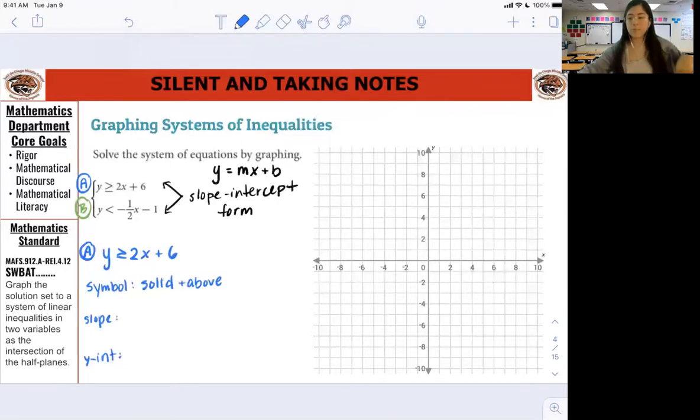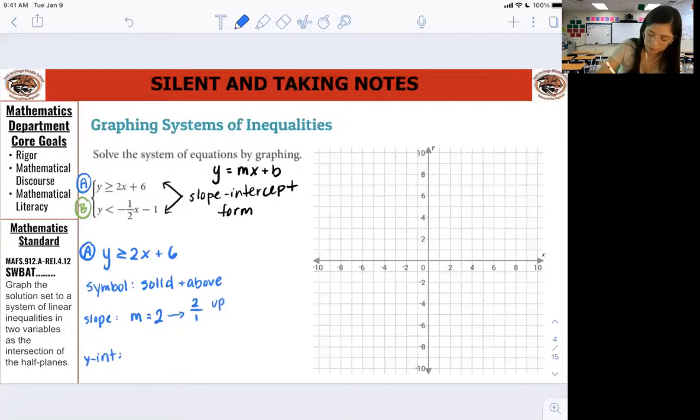Now let's take a look at the slope. What is my slope? 2. My slope is 2, m equals 2. Well, remember, whenever you have a whole number, what should you turn it into? A fraction. Right, we want it to be a fraction. So 2 is the same as 2 over 1. And what does that tell me to do? 2 up and 1 to the right. Beautiful. Up 2 since it's positive, 1 to the right since that 1 is also positive.